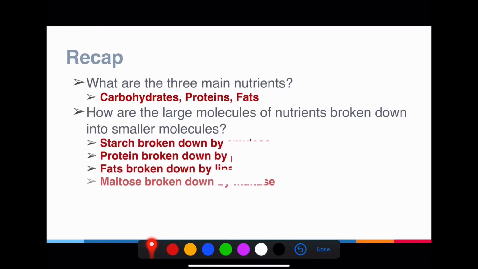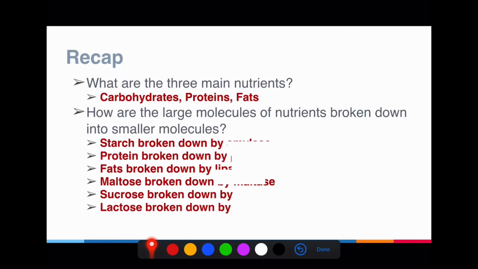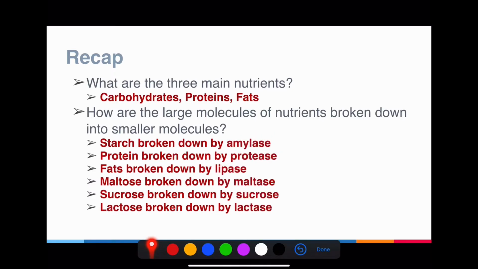Now, starch can be broken down by a certain enzyme, protein by another, fats by others, and so on and so forth. So at this point, it's good to recap some of the enzymes you have learned in the first chapter. They are amylase, protease, lipase, and maltase for maltose. If you recall, we mentioned a lot about the spelling of the enzymes. This is a typo over here: sucrose is actually broken down by sucrase.